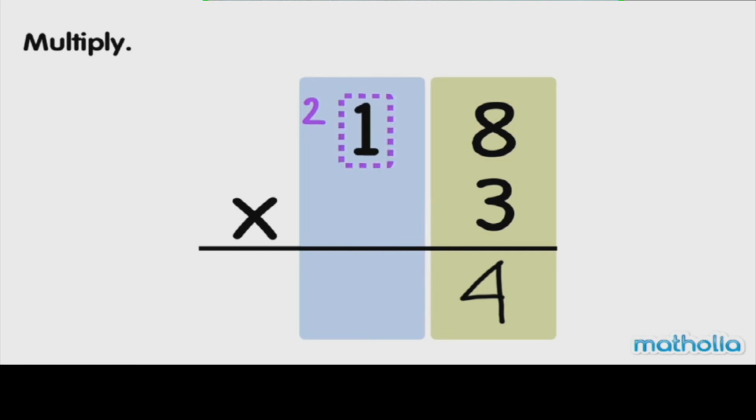Next, multiply the tens by 3 and add the regrouped tens. 1 ten times 3 equals 3 tens. Plus 2 tens equals 5 tens. So our answer: 18 times 3 equals 54. Excellent. And now you're using regrouping.